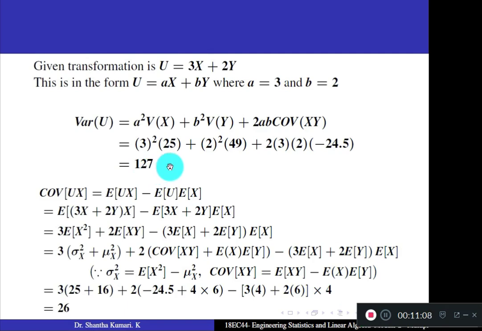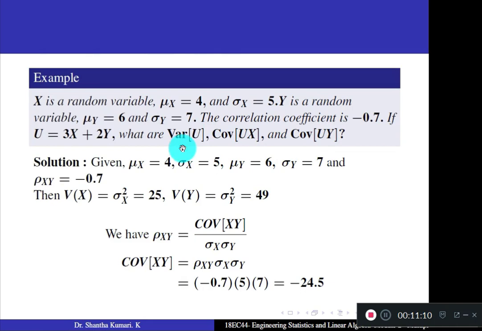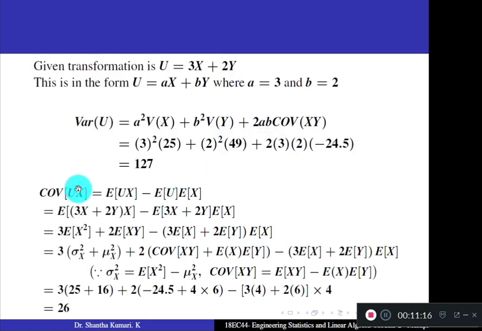Now what is the next question? We obtained the answer for the first question, variance of u. Next is covariance of u and x. What is the definition of covariance of a product?